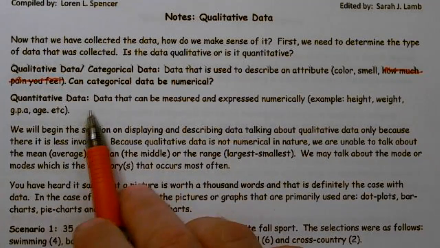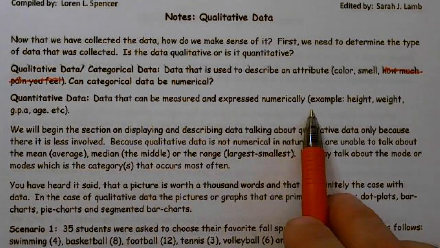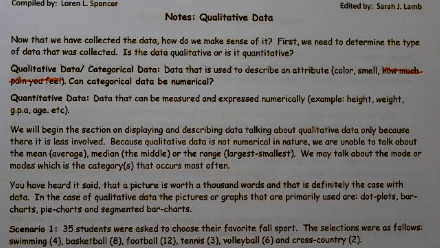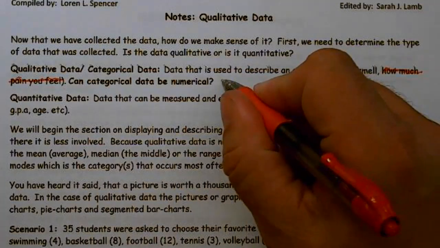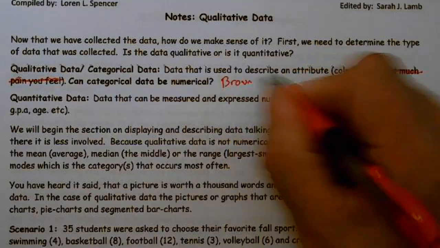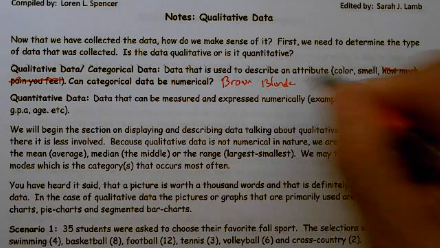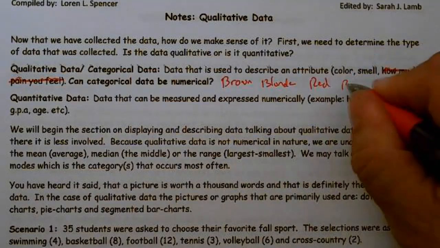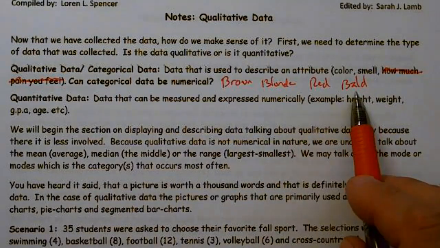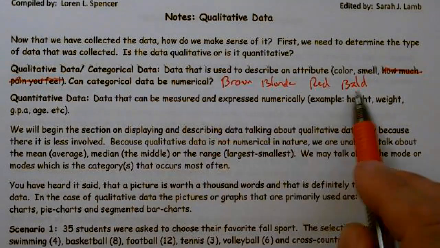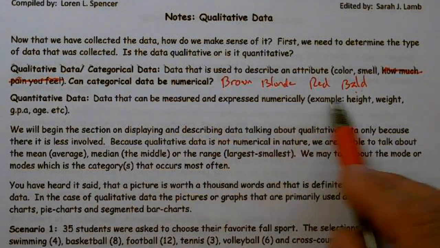Then with quantitative data, we have data that can be measured and expressed numerically. And here order matters, and we have height, weight, GPA, etc. I should say this about order mattering. With qualitative or categorical data, which comes first? Does brown hair or blonde or red or bald come first? Which one comes last? Well, bald is arguable because a lot of babies are born bald and then end up growing up and having hair and then becoming bald again.